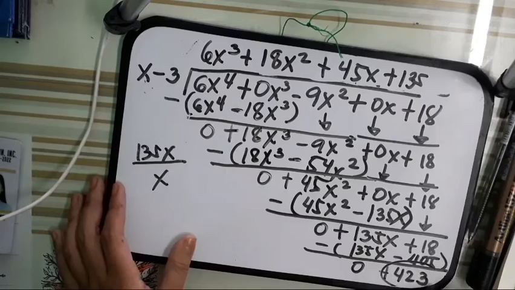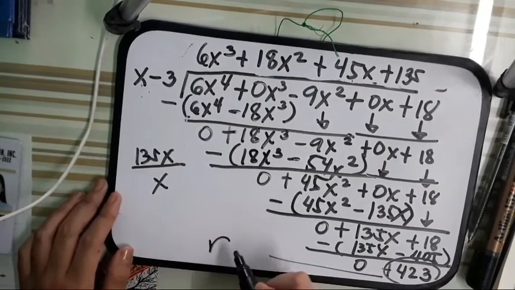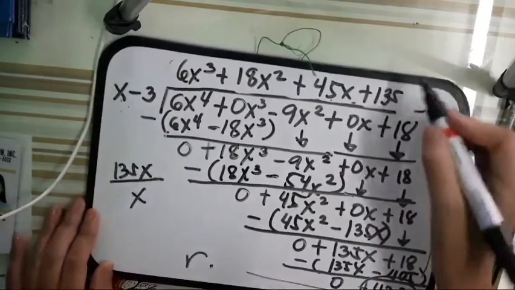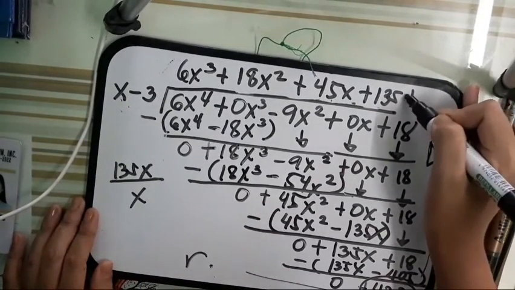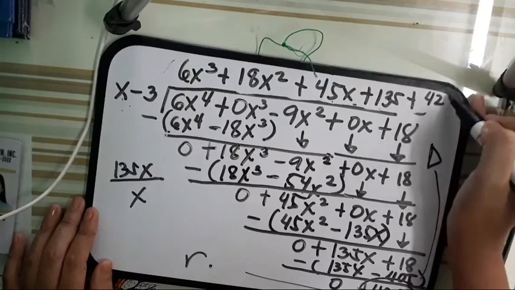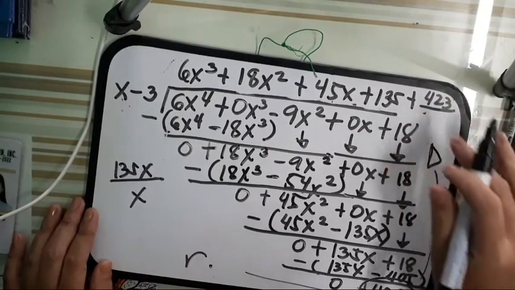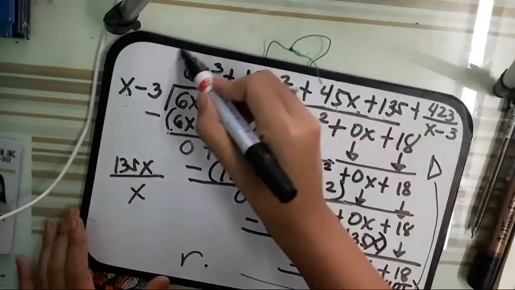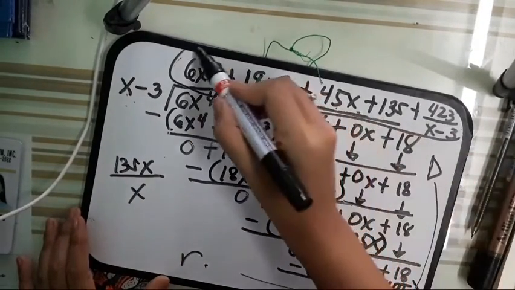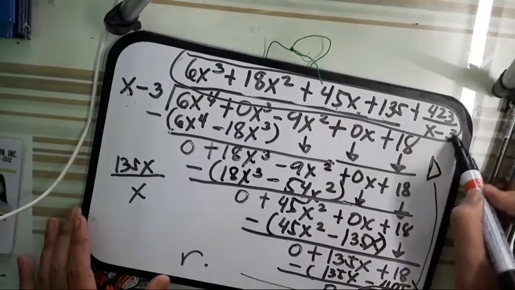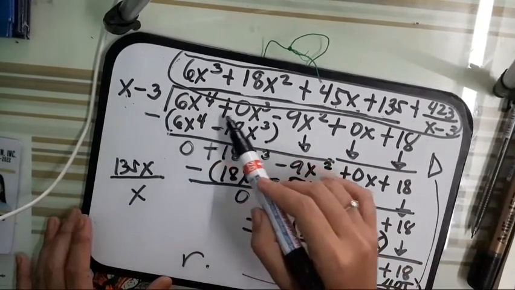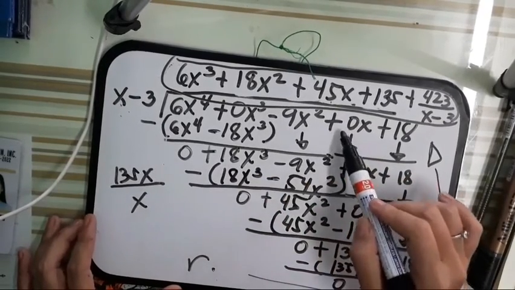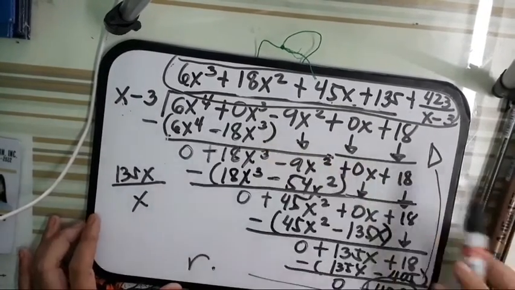So we have a remainder here. This is our remainder. Now our remainder will be added to our final answer. So we are going to write positive 423 over the term outside, which is x minus 3. So therefore, this is the solution for our problem 6x raised to 4 plus 0x cubed minus 9x squared plus 0x plus 18 divided by x minus 3.